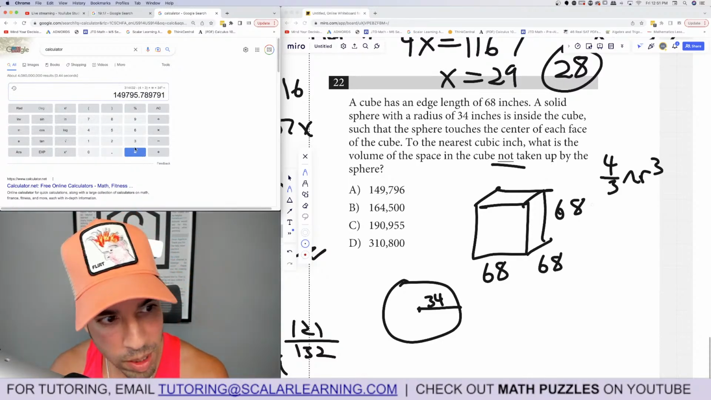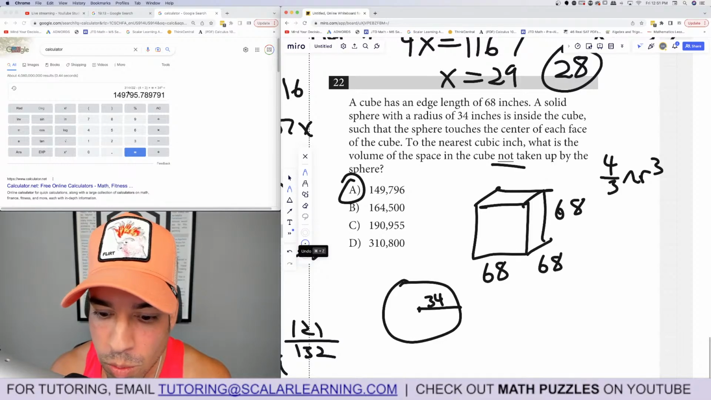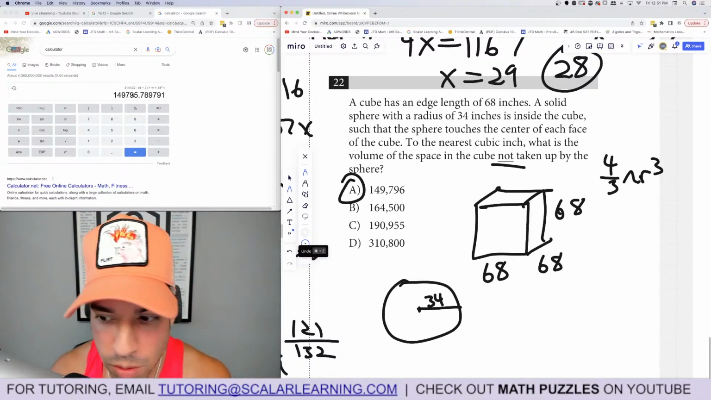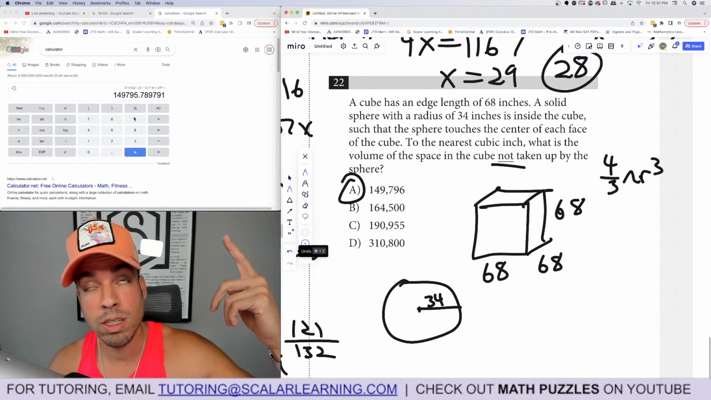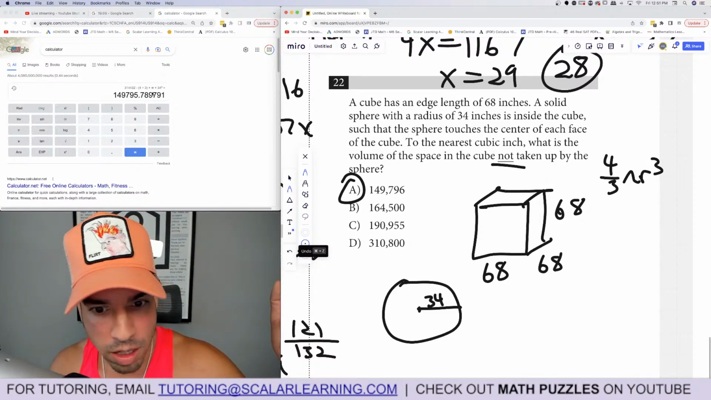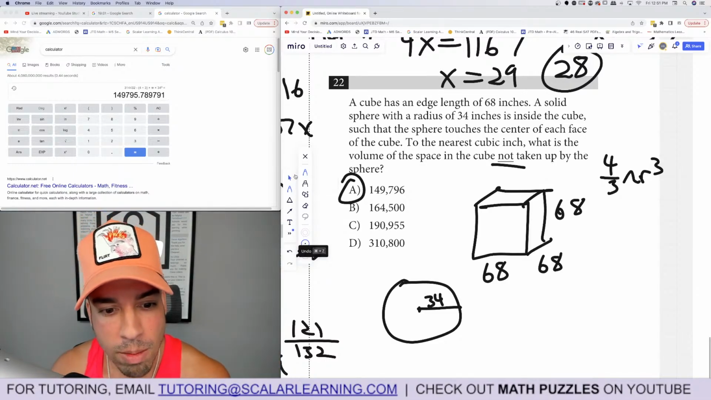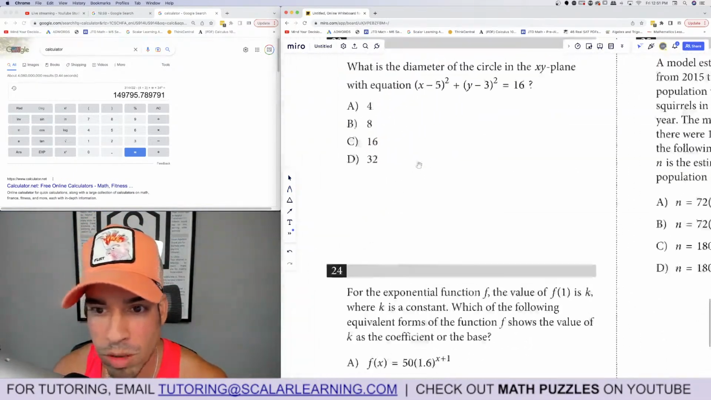All right, let's hope we got all the numbers in there, right? I think we did. So I'm going to double check, though. 68 cubed, yeah, that sounds about right. And then minus it, because it says the space not taken up by the sphere. We subtracted. I'm pretty confident. I'm going to move on to 23.